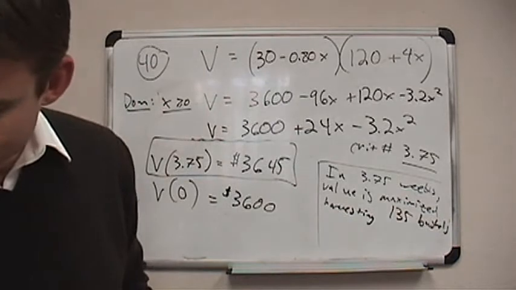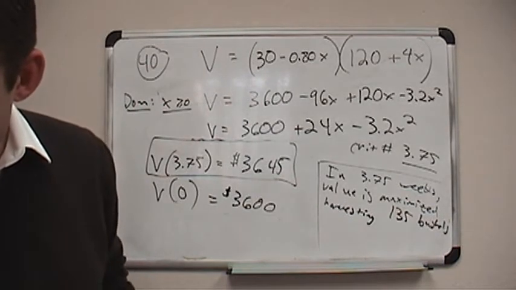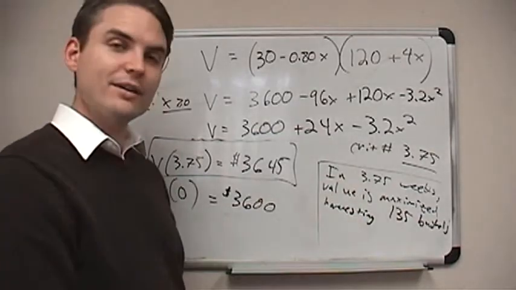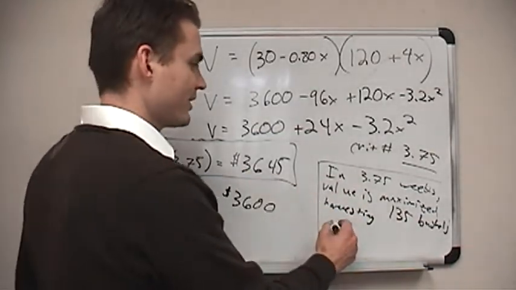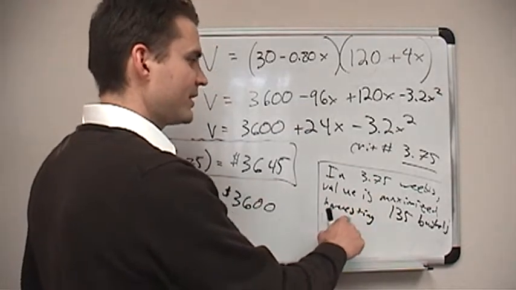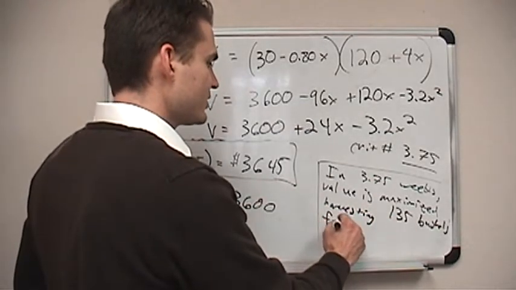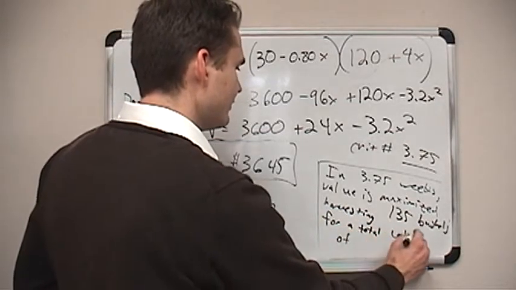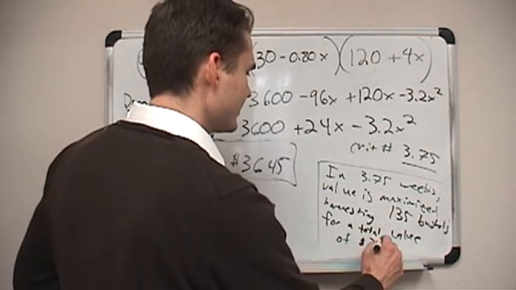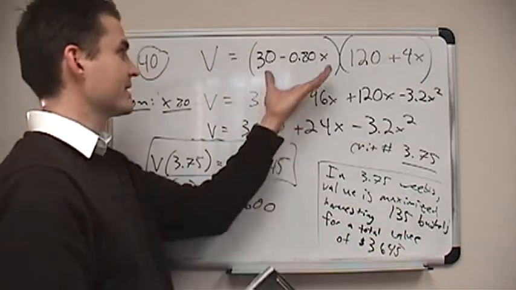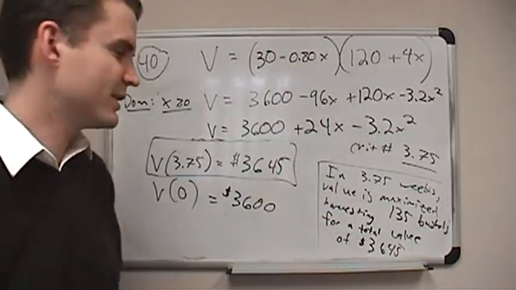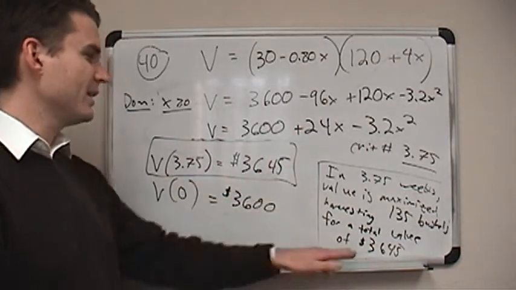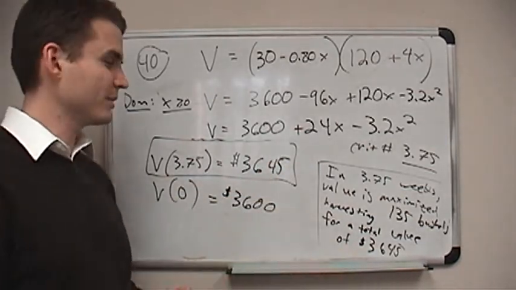And what else do they ask? What is the maximum value of the strawberry harvest? So how many bushels will yield the maximum value? 135. And the value of the harvest? $3,645. Value is maximized harvesting 135 bushels, let's say, for a total value of $3,645. Now, they could have also asked us the price per bushel that we'll get, but they chose not to do that. So this is basically what we were looking for here. Wait 3.75 weeks, and we'll get the most money we can possibly get from the scenario.